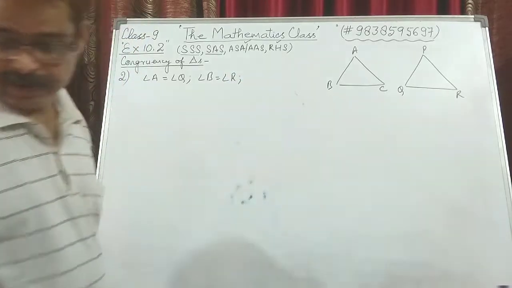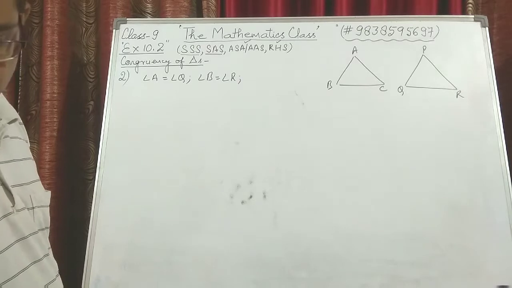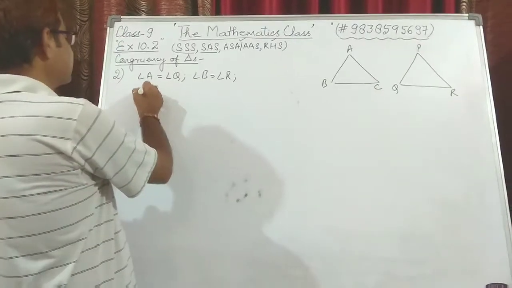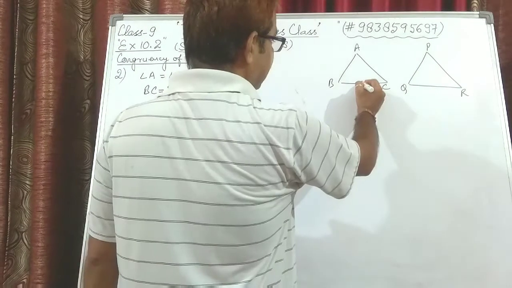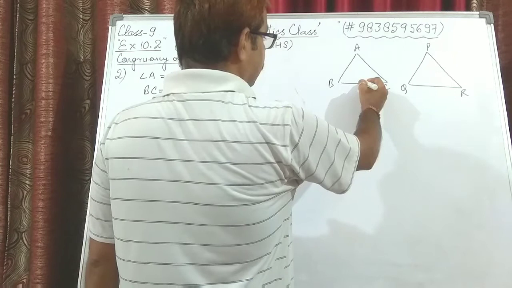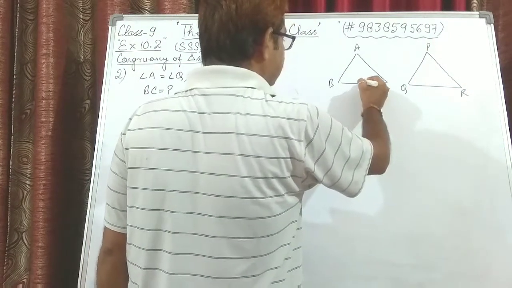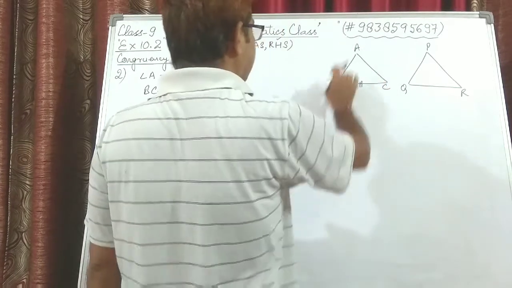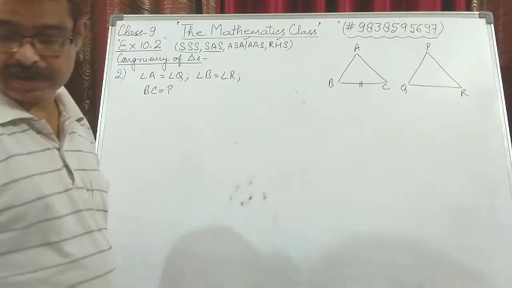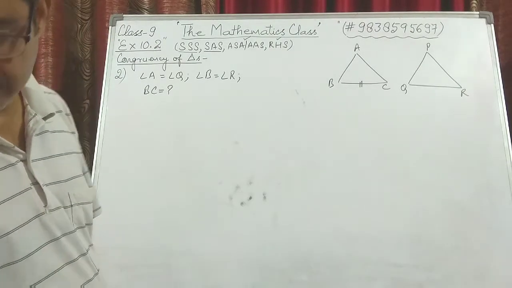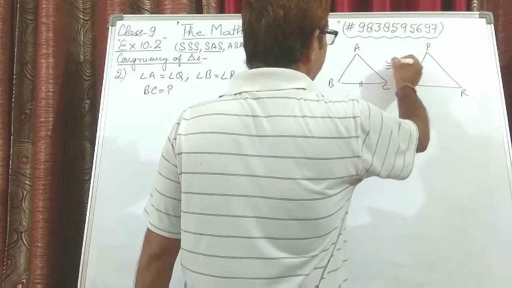You have to find which side of triangle PQR should be equal to the side BC of triangle ABC. And they say that these triangles are congruent. So it is given that these two triangles are congruent.